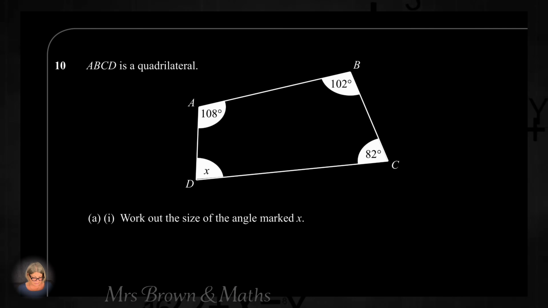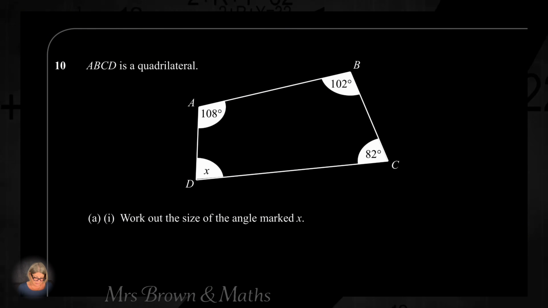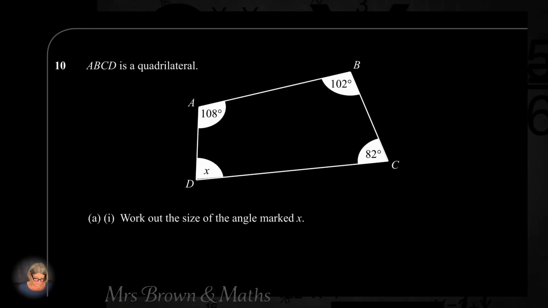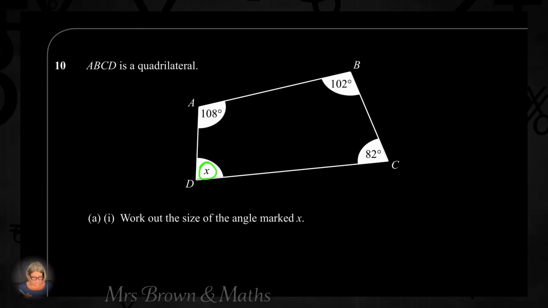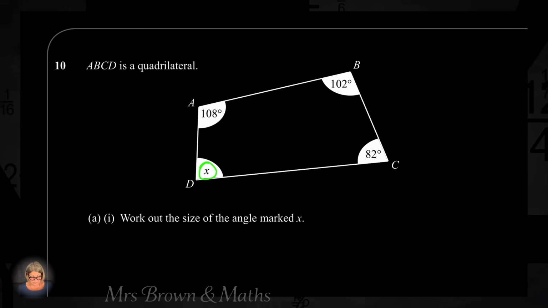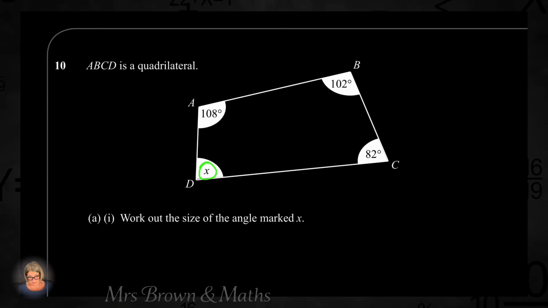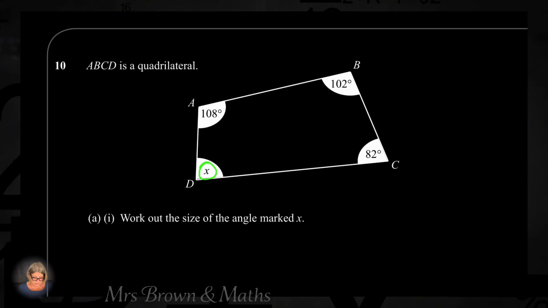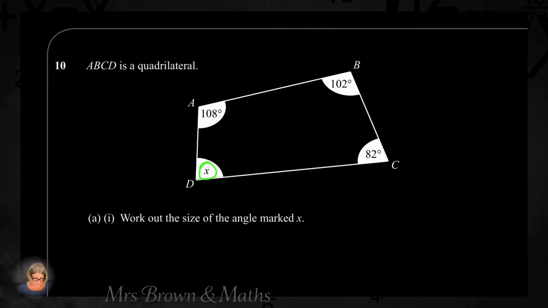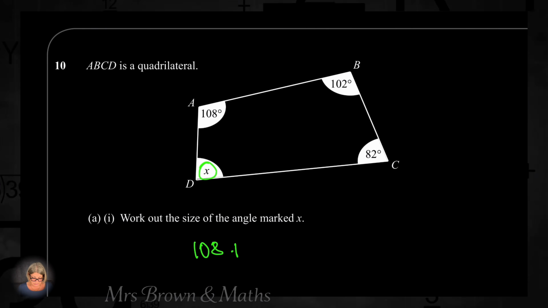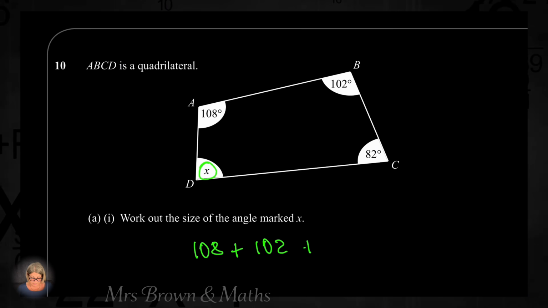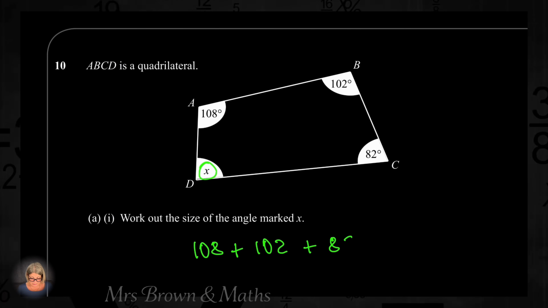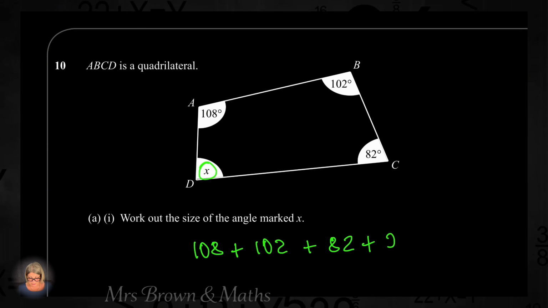ABCD is a quadrilateral, and we don't have one angle. So task A, work out the size of the angle marked X. Okay, we know that angles in a quadrilateral add up to 360 degrees. So 108 plus 102 plus 82 plus X equals 360 degrees, right?